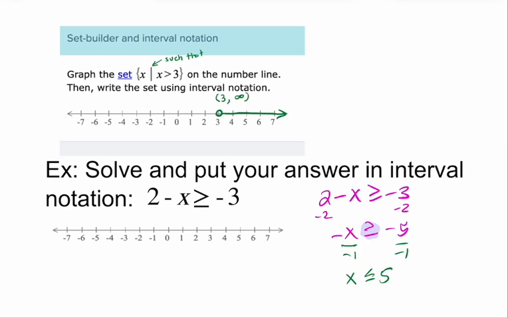So if we want to put it on the number line, we're going to have a closed-in dot at 5. We're going to shade to the left. So we're going to go from negative infinity up to 5. We're allowed to stand at 5, so we're going to put a bracket to say, hey, I'm allowed to stand there. Okay.